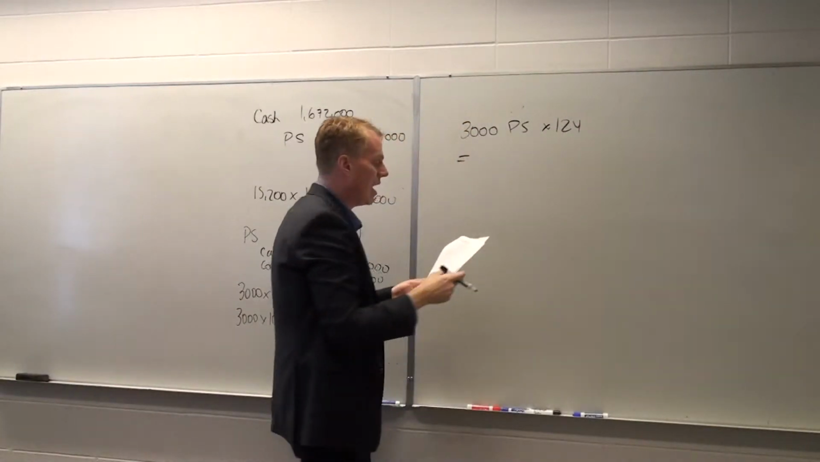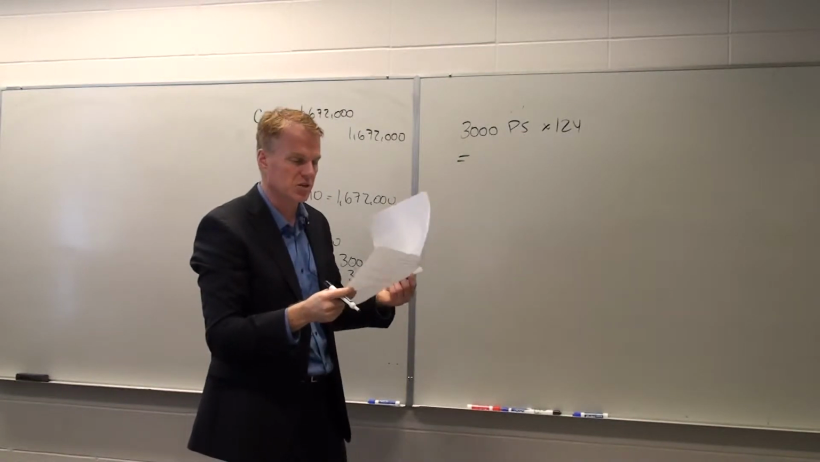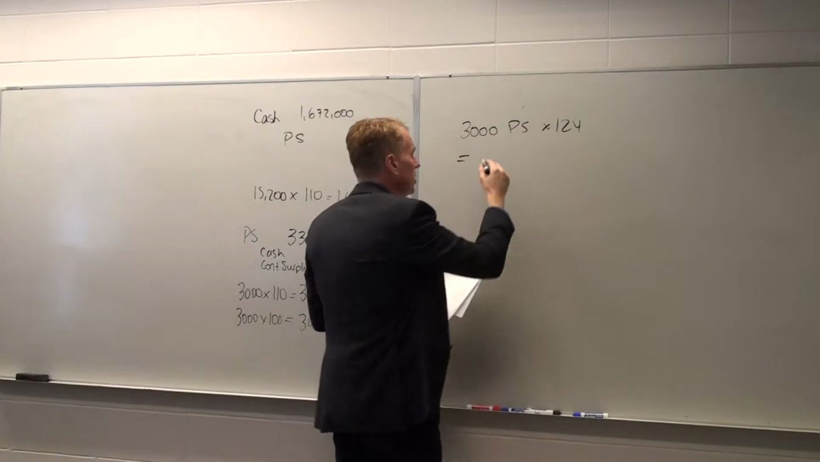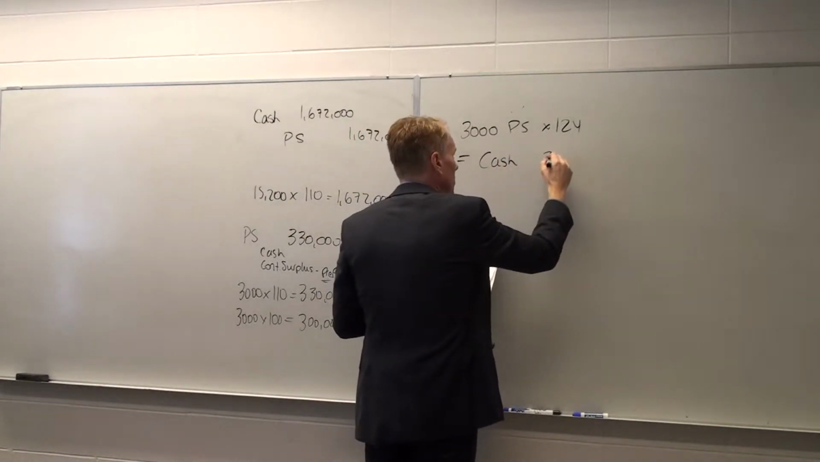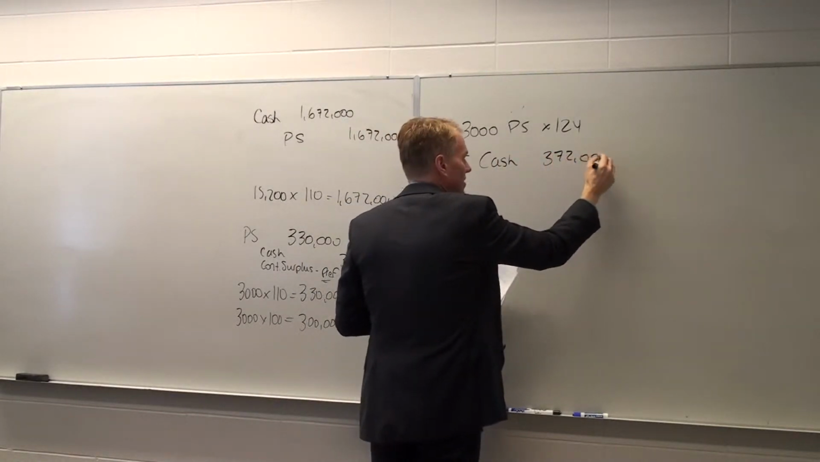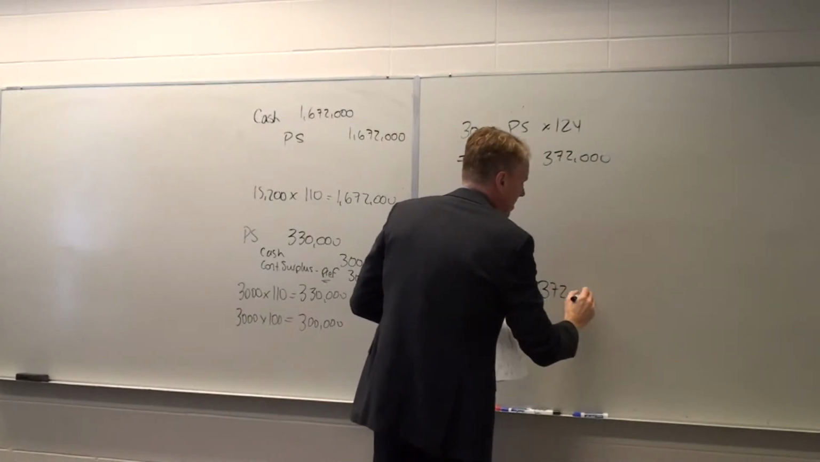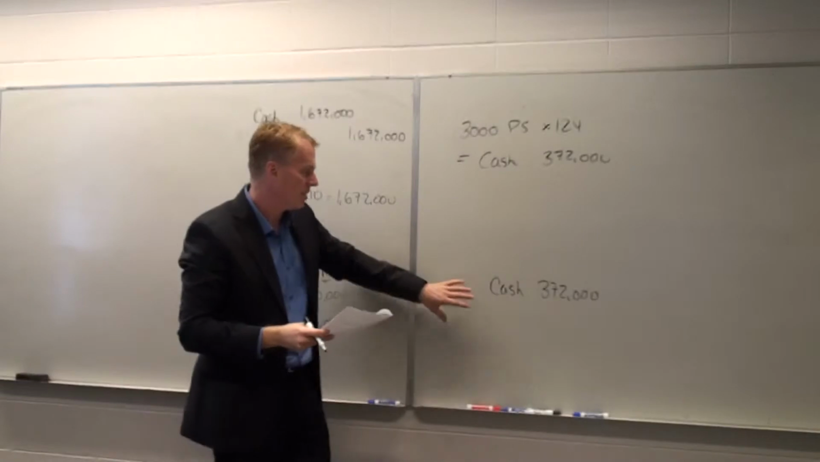So how much cash did we give for this right off the bat? If we bought 3,000 preferred shares at $124, our cash will be $372,000. So cash, $372,000. Now, that's the credit side.